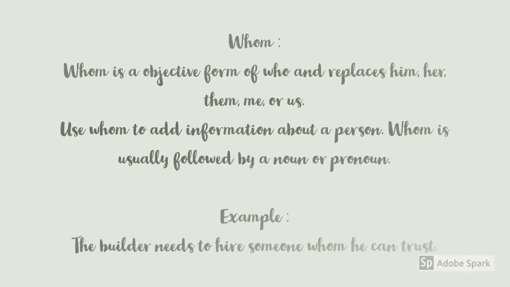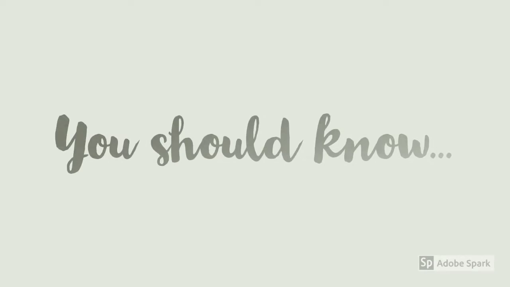Whom is an objective form of who and replaces him, her, them, me, or us. Use whom to add information about a person. Whom is usually followed by a noun or a pronoun. For example, the builder needs to hire someone whom he can trust. Also, you should know that whom is used in formal contexts; people rarely use it when speaking. Some linguists believe that whom may disappear from the English language one day.